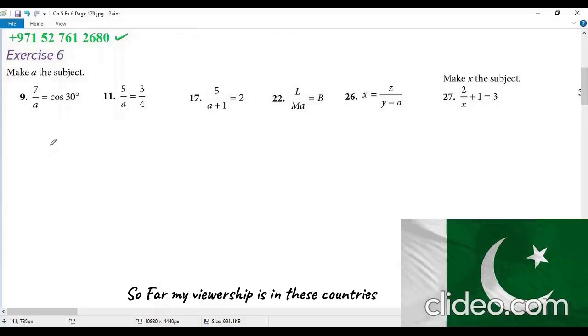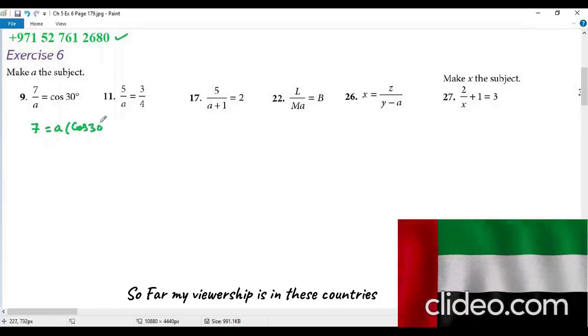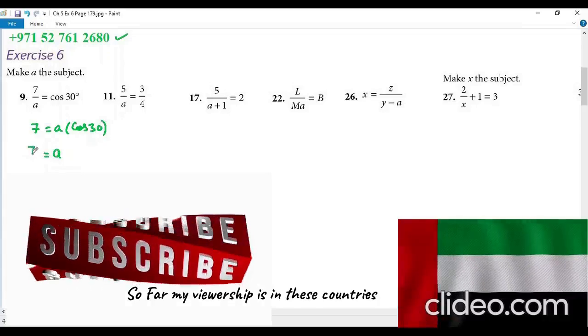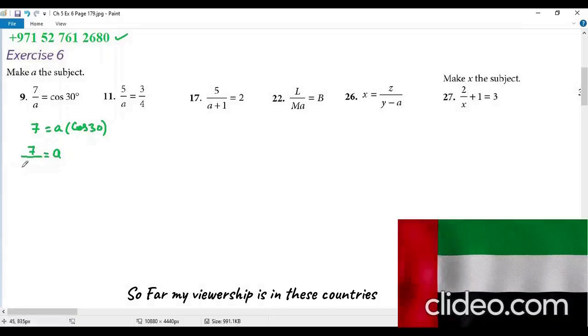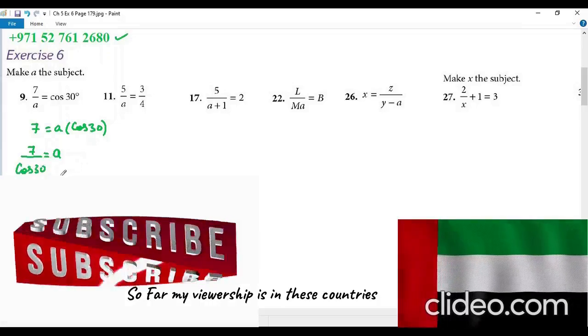Now in here it says make A the subject of the formula. That means 7 should be kept as it is, no change. And since A is dividing 7, on the other side it will go and multiply. So you will write A times cosine of 30. Now in here A is going to be staying here, and since cosine 30 is multiplying by A, on the other side it will go and divide like this. So this is going to be your answer.